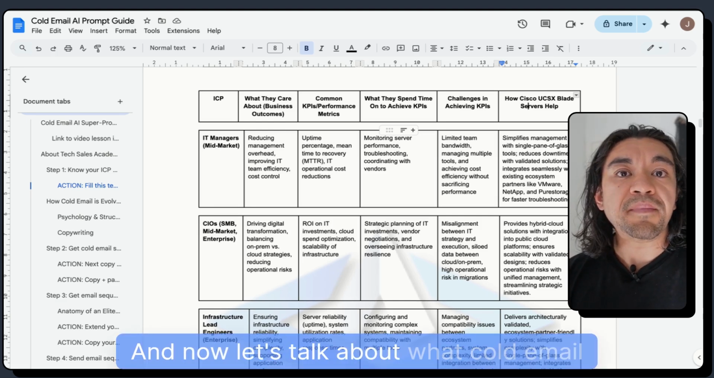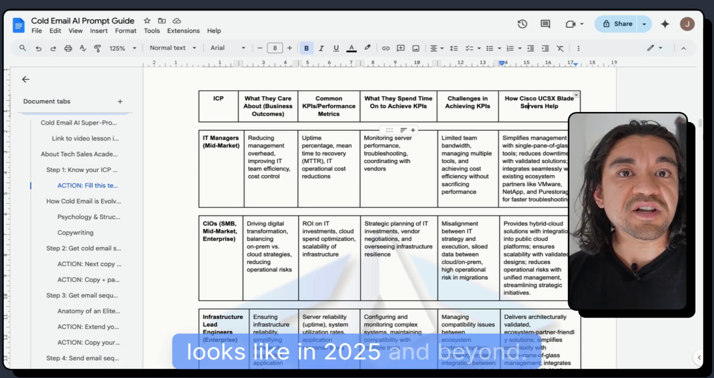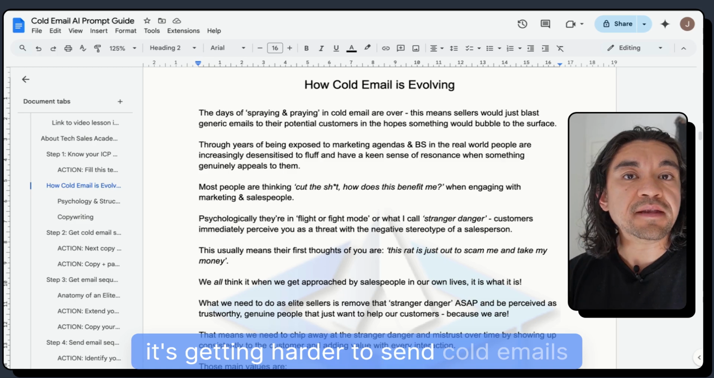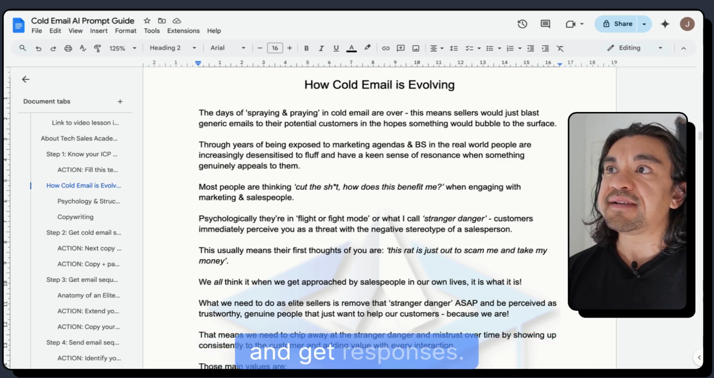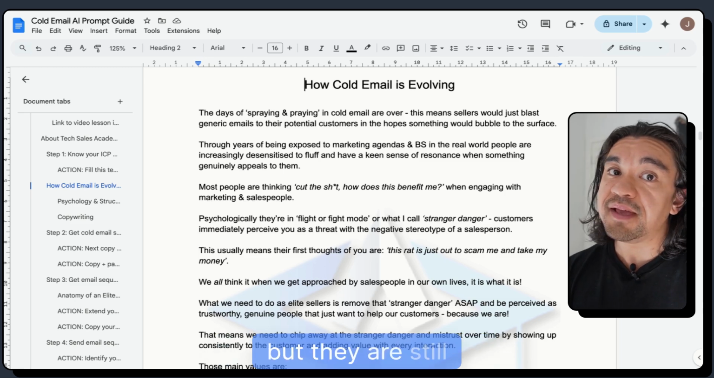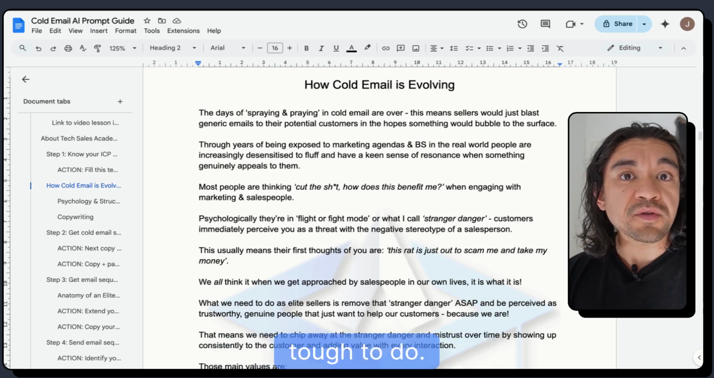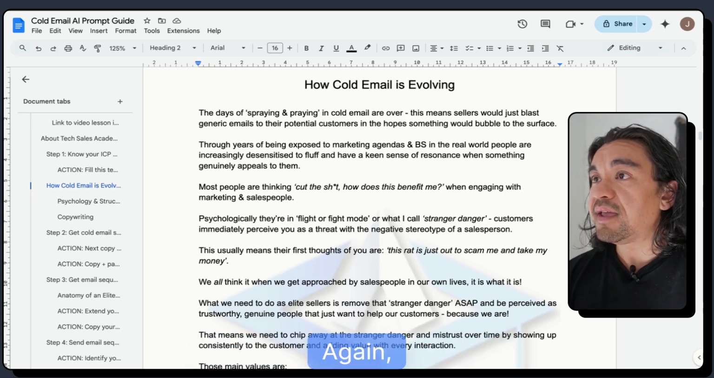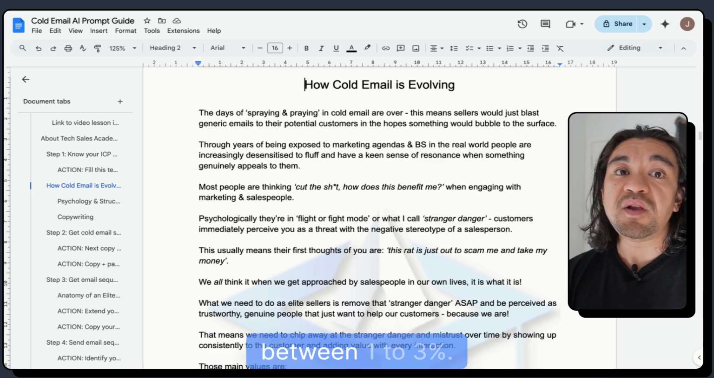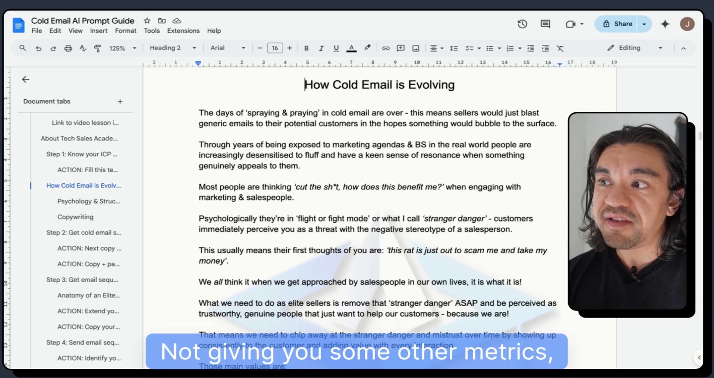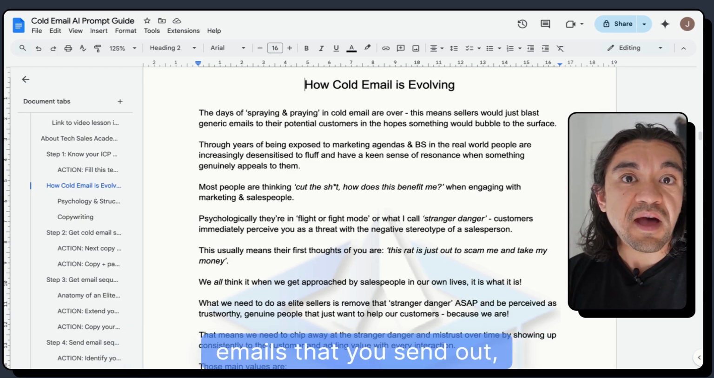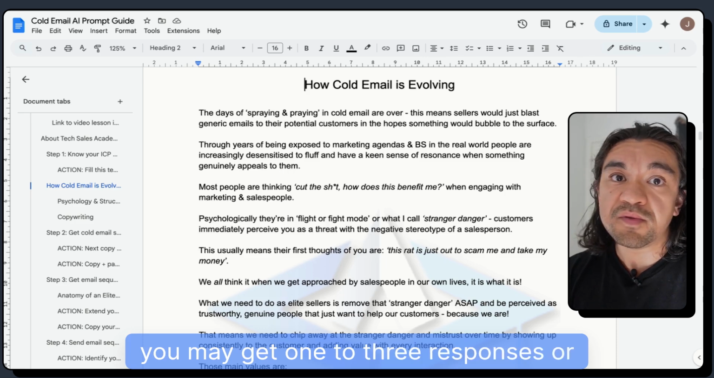And now let's talk about what cold email looks like in 2025 and beyond. As I've mentioned before, it's getting harder to send cold emails and get responses. Same with cold calls. They're getting tougher. They are still effective, but still pretty tough to do. That's just part of the job. Realistically, a cold email success rate is somewhere between 1 to 3%. I've given you some other metrics, but that 1 to 3% means for every 100 emails that you send out, you may get 1 to 3 responses or leads generated.